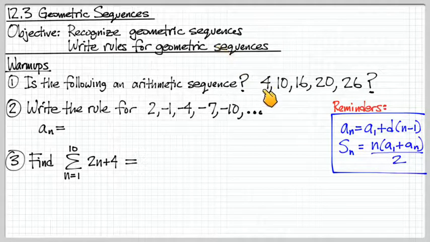Yesterday, or the other day, we talked about arithmetic sequences where there's a common difference. And we had a way of writing rules for arithmetic sequences. We also found a way of adding up the numbers in a series. Arithmetic series had this formula. Today we're going to talk about rules for geometric series or sequences, something like this.